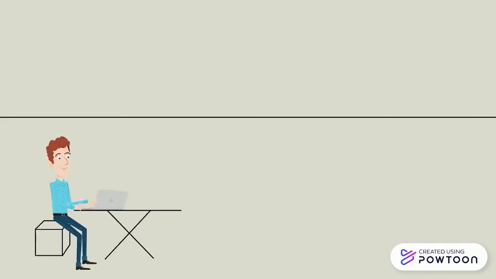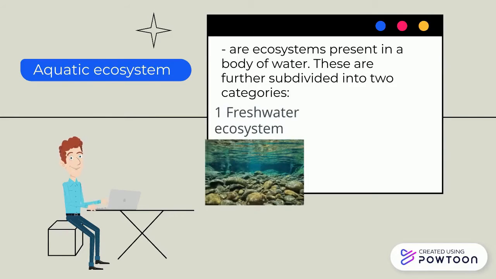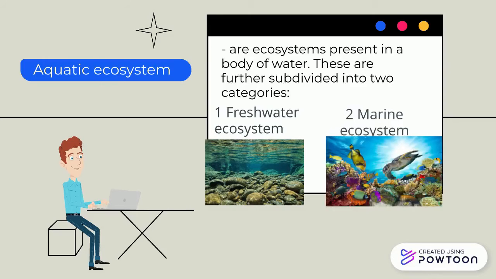The second type of ecosystem is aquatic ecosystem. Aquatic ecosystems are ecosystems present in bodies of water. These are further subdivided into two categories. The first category is freshwater ecosystem. The freshwater ecosystem includes lakes, ponds, rivers, streams, and wetlands and does not contain any salt. The second category of aquatic ecosystem is marine ecosystem. Seas and oceans are part of the marine ecosystem. In comparison to the freshwater ecosystem, these have a higher salt content and more biodiversity.